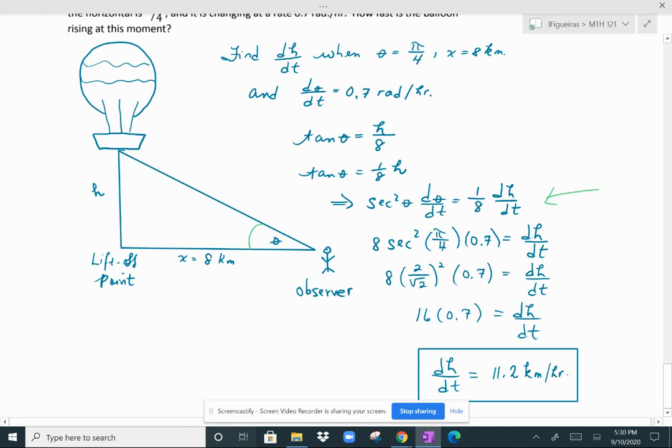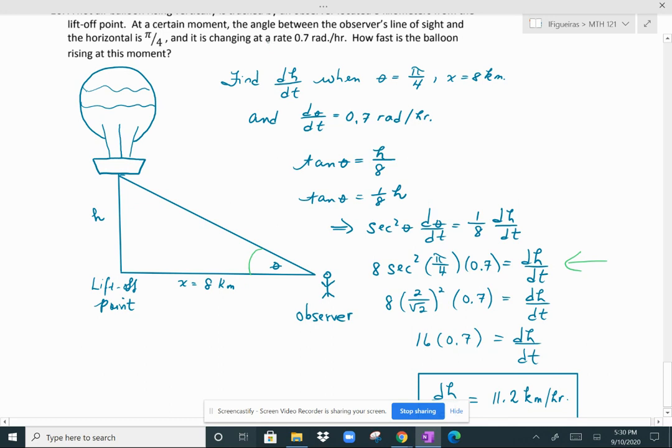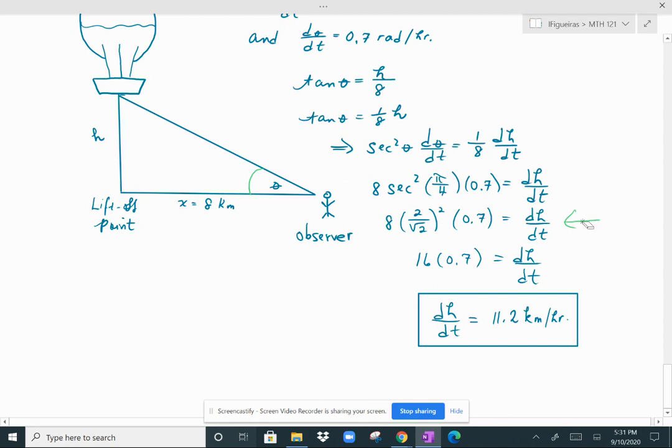All right, so I know a lot of this information. I need to solve for dh dt, so I multiplied both sides by 8 to get rid of that 1/8, and then I started plugging in what I know. You're told that the angle is pi over 4. You're told that the angle is changing at 0.7 radians per hour, so that's 0.7 is d theta dt. So pi over 4 is an angle that you should know without using a calculator, so secant is the reciprocal of cosine, so that's 2 over root 2 squared times 0.7. And when you simplify these two, 8 times 2 over root 2 squared, you'll get 16 times 0.7, and 16 times 0.7 gives you 11.2 kilometers per hour.